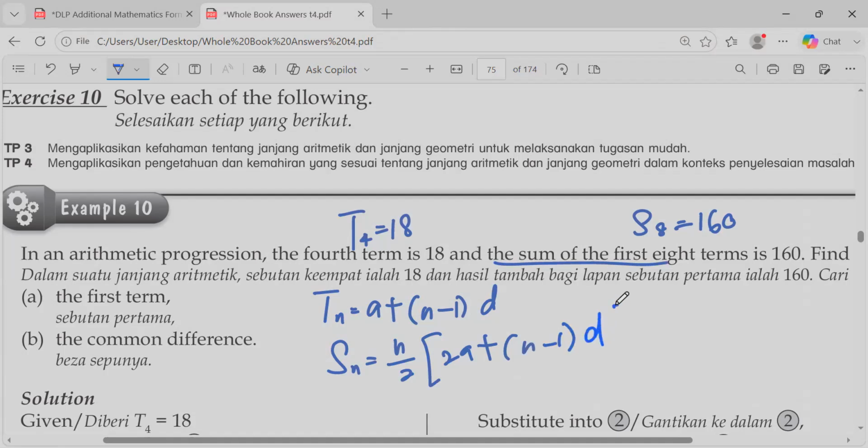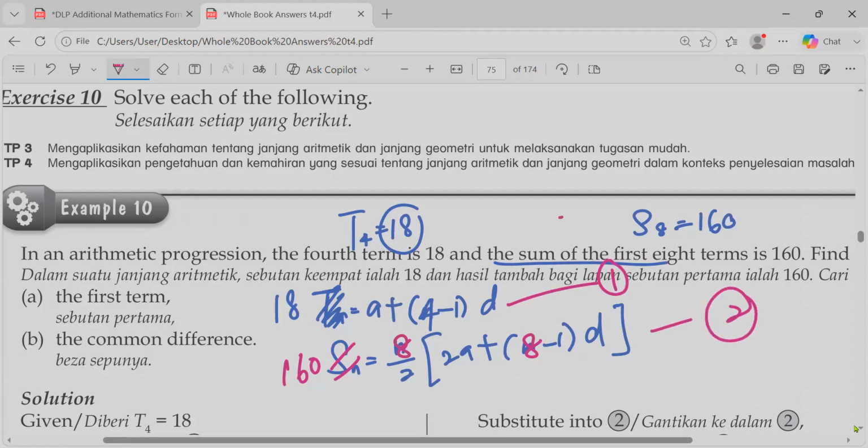So you just substitute. A, we don't know. D, we don't know. n, we know. We just substitute 4 inside. And then Tn is a number here, 18. Next, n we know, 8. A, we don't know. D, we don't know. But Sn, we know is 160. So we have two equations now. This is the first equation and the second equation.